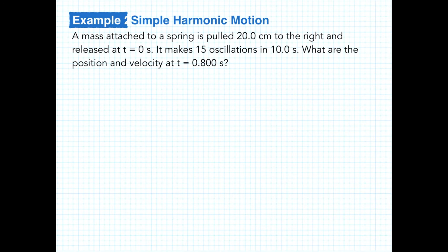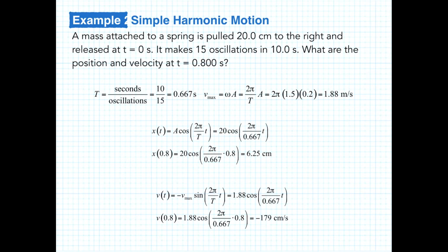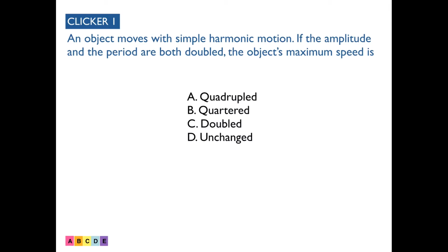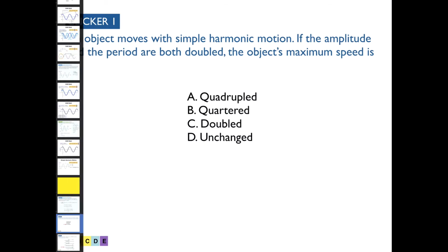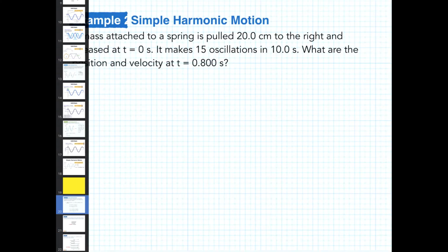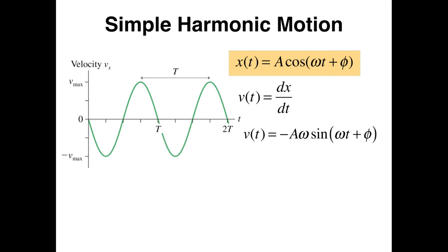All right, and here's another example of setting up how to figure out what the position and velocity is. This is just plugging stuff in. Okay, so I want you to think about this. An object moves with simple harmonic motion. If you double both the amplitude and period, what's the object's maximum speed going to be? What's going to happen to it? So go back and look at this. All right, and you can see the speed is going to depend on A and now omega.